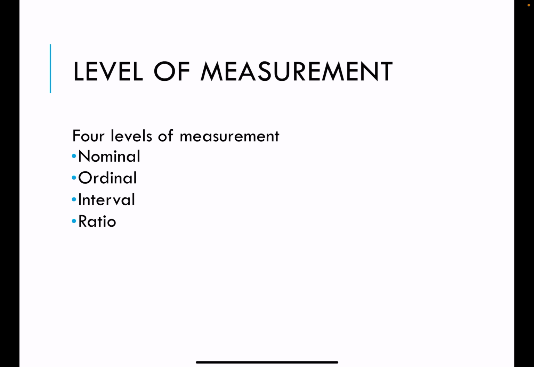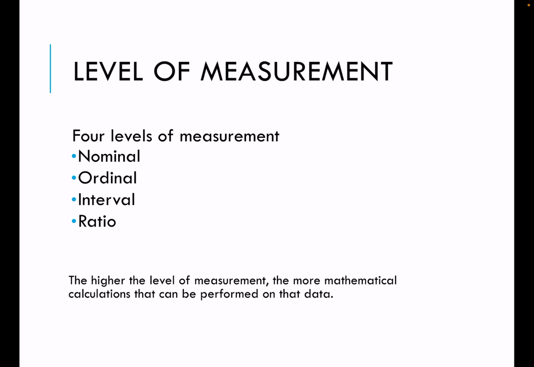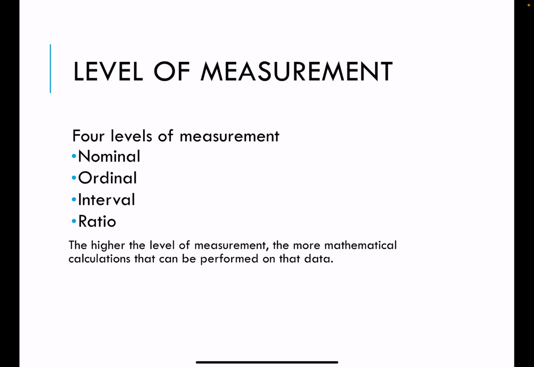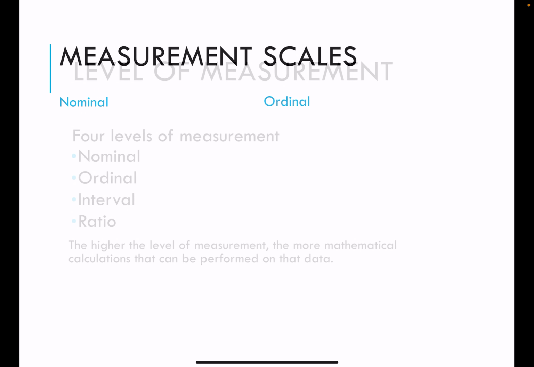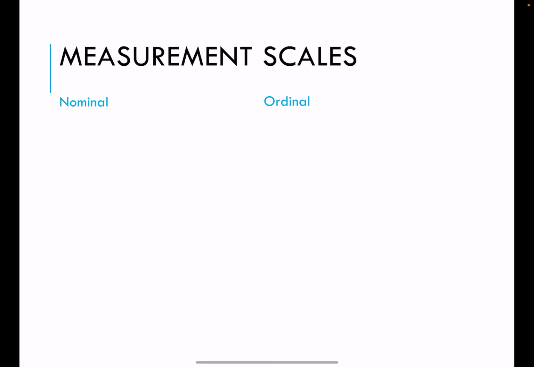There are 4 levels of measurement: nominal, ordinal, interval, and ratio. The higher the level of measurement, the more mathematical calculations can be performed on that data. Let's compare the nominal and ordinal measurement.